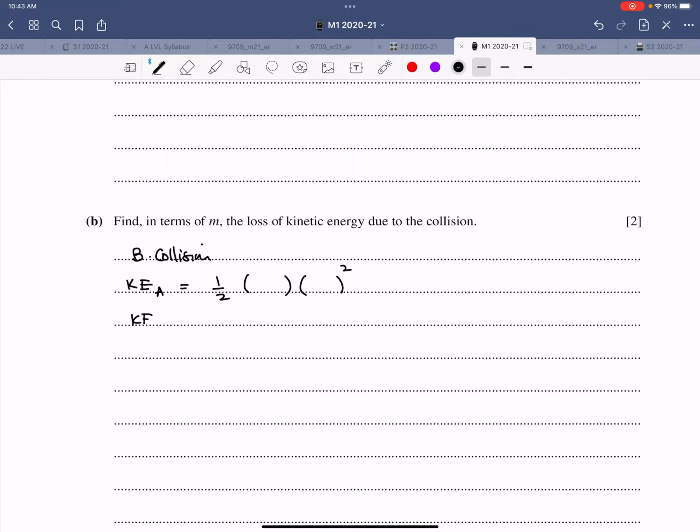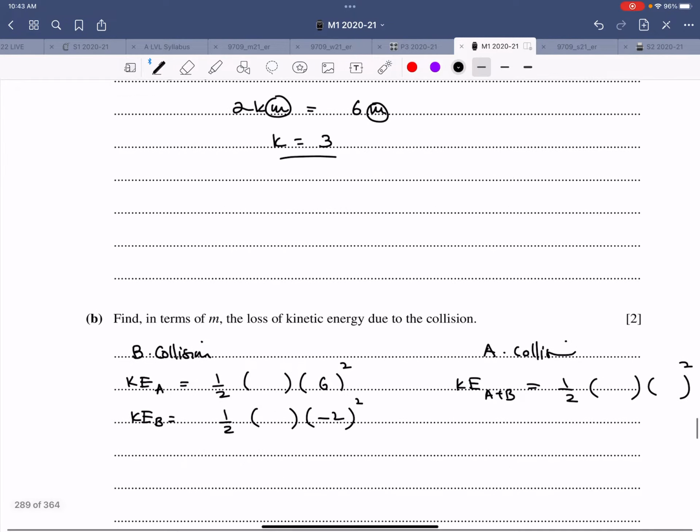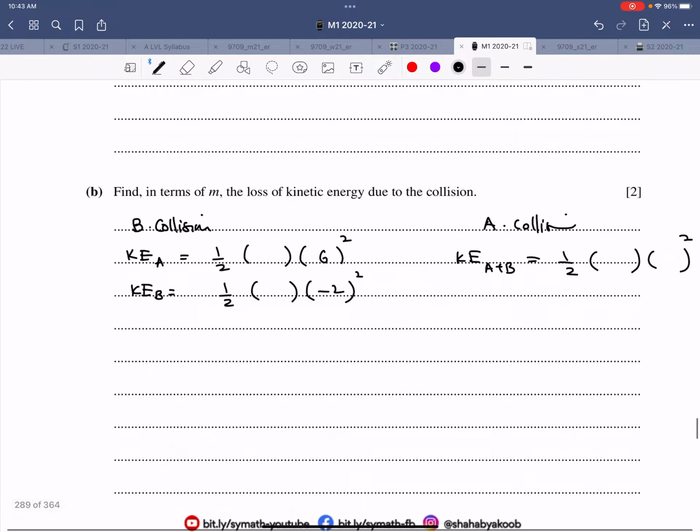For kinetic energy of B, that is again half m v squared. After collision, the kinetic energy of this particle, which is A plus B, is half into the total mass into v squared. What are the v's? That is 6, negative 2 and positive 4. First of all, I have included this. And then we know the value of k.